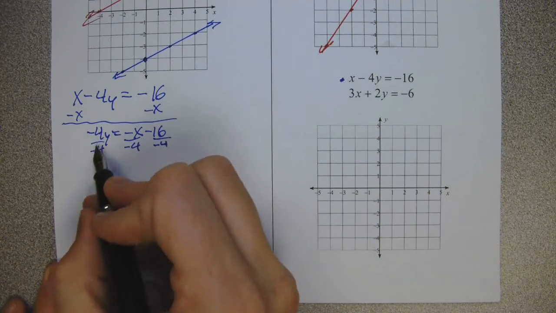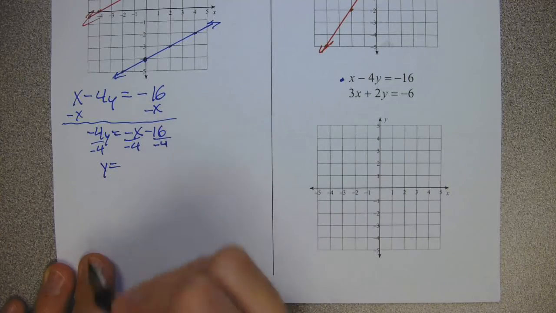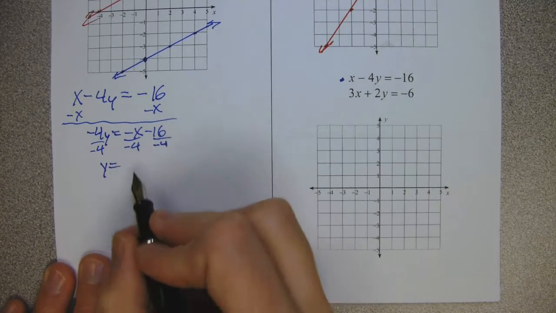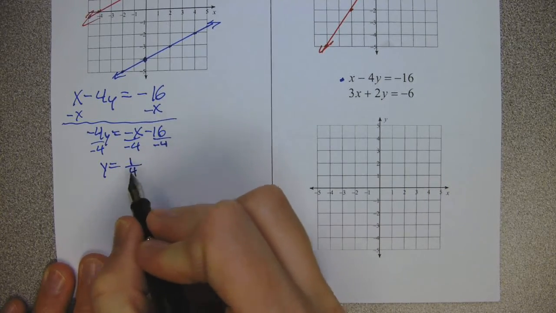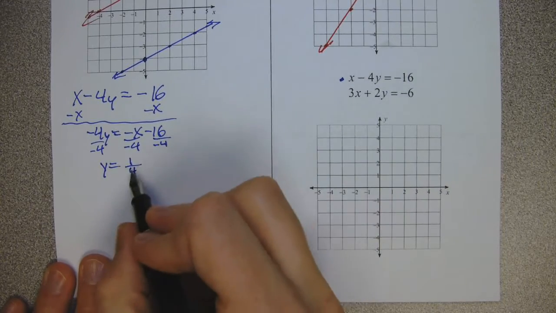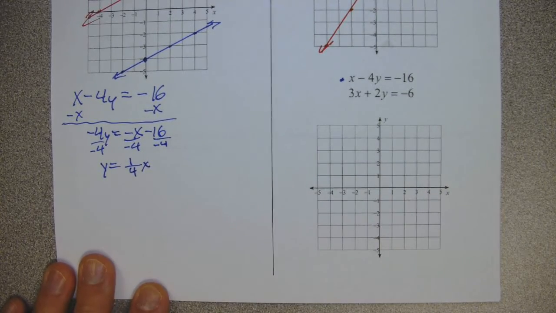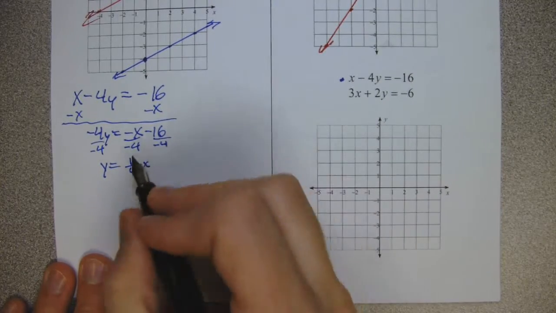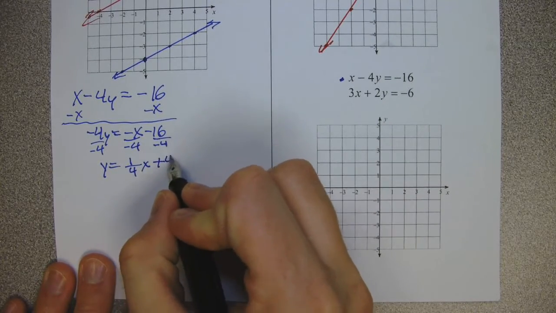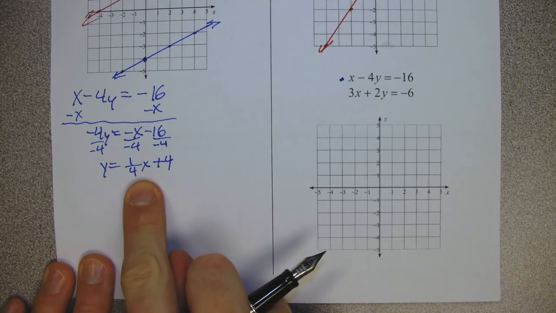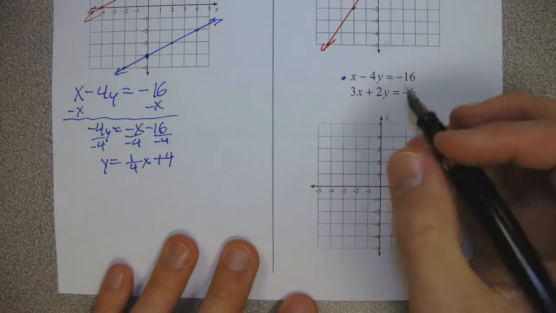And in this case, -4 divided by -4 is y. -1 divided by -4 would just be a positive 1/4. I'm not going to write that as a decimal. Remember, this is our slope. It's going to help us count to graph that line. So don't mess with that. Leave it alone. And then -16 divided by -4 is a positive 4. Cool. So there's our new equation. We'll go ahead and graph it.